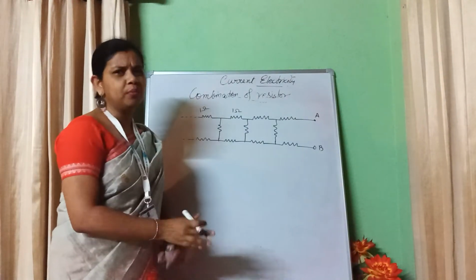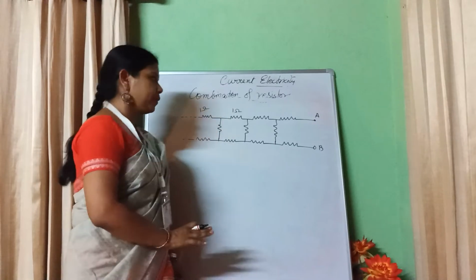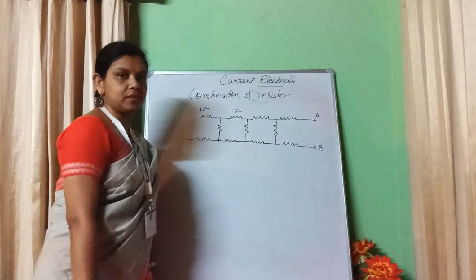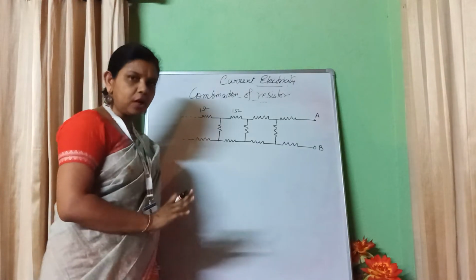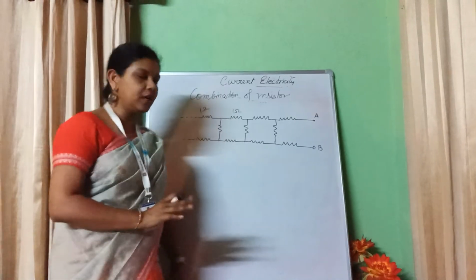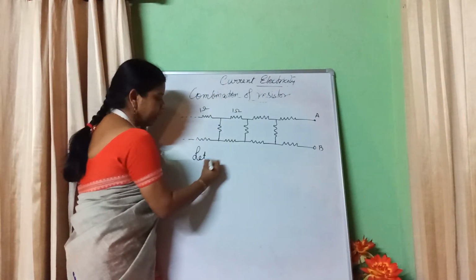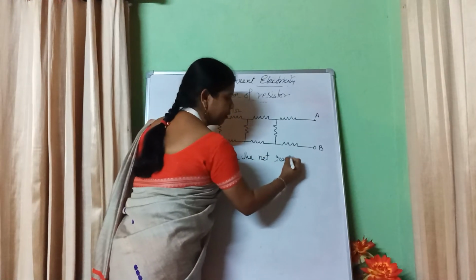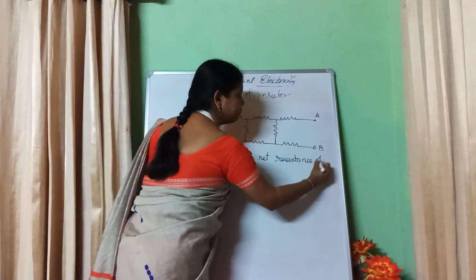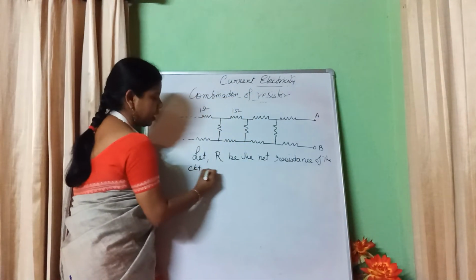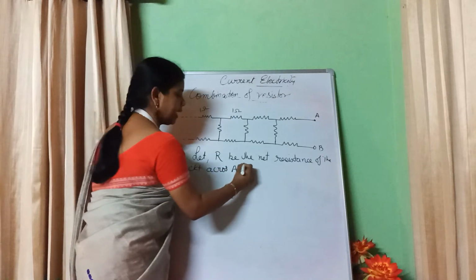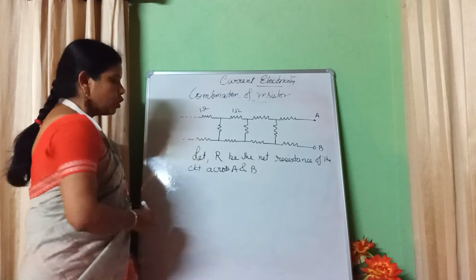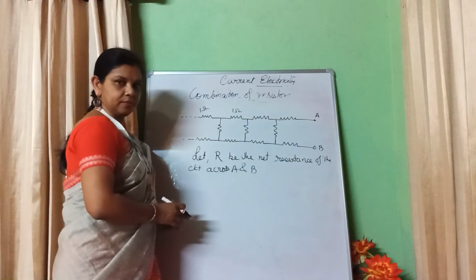Sometimes it can be 1 ohm, 2 ohm. Depending upon the question, put the values. So since it is an infinite loop, we will first assume the total resistance of the circuit. Total resistance, can I call it effective resistance? Yes. So I will consider, let capital R be the net resistance of the circuit. Across which points? Across A and B. Across A and B, what is the total resistance? R. So we will draw an equivalent circuit for this.